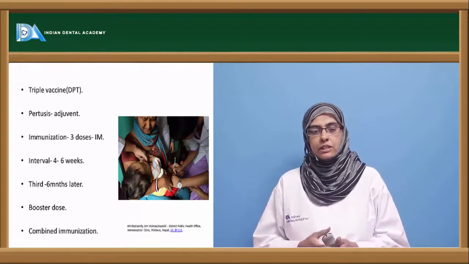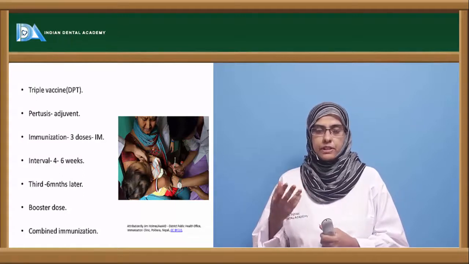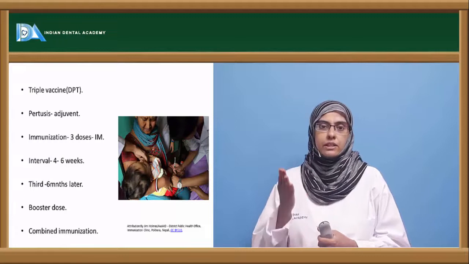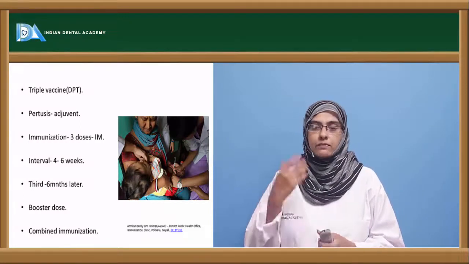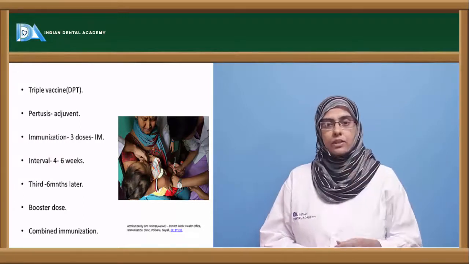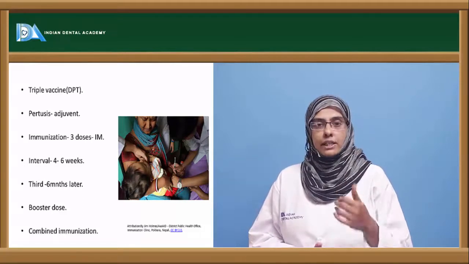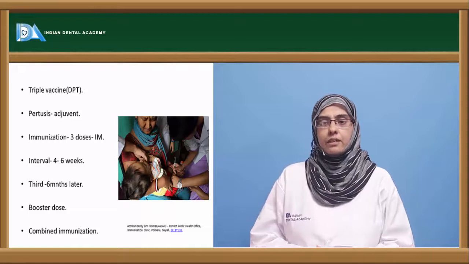This immunization is usually given in 3 doses, the first 3 doses given at an interval of 4 to 6 weeks, and the third one given 6 months later, followed by a booster dose after 10 years. Now, when the person is infected, in that case, you can go for the booster dose instead of giving the active immunization or TIG and ATS. You can go directly with the booster dose.